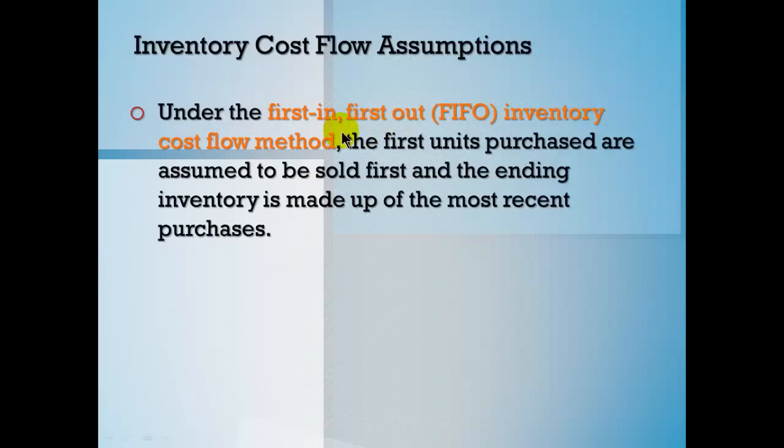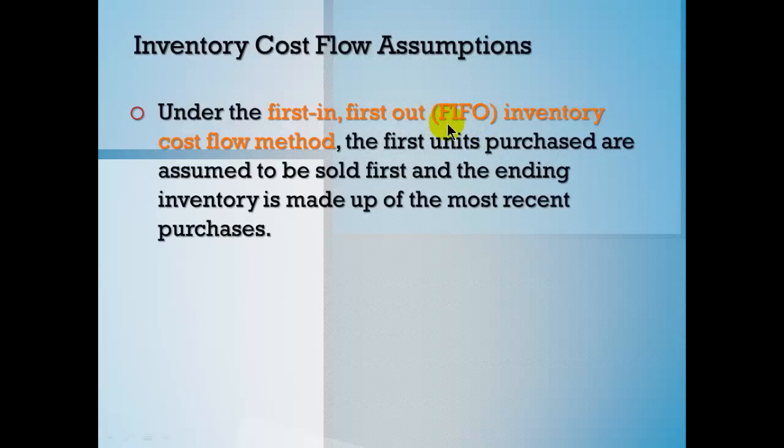Under the FIFO inventory cost flow assumption, remember the first units, those oldest units, like the first human being, the oldest human being that ever was, the first units purchased are assumed to be sold first, and the ending inventory is made up of the most recent purchases. And I'll say again that under a FIFO assumption, this mirrors what most businesses want to do.